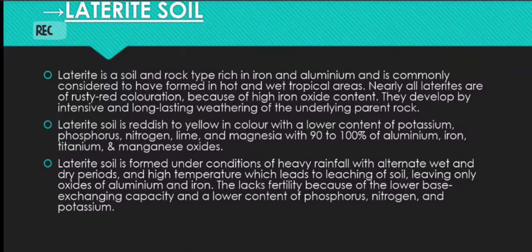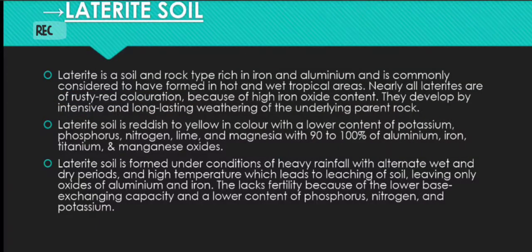Now laterite soil. Laterite soil is a soil and rock type rich in iron and aluminium and is commonly considered to have formed in hot and wet tropical areas. This is formed in the hot and wet tropical areas and is rich in iron and aluminium content. Nearly all laterites are rusty in coloration, meaning that they are red or brown in color.